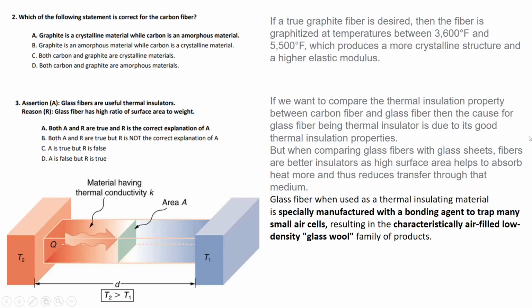So then there's another thing which is added to glass fibers during their manufacturing itself. So when we are using glass fibers as thermal insulators, then we coat these glass fibers with an extra bonding agent which traps a lot of air cells within and thus improves the overall insulation further. So this is an extra information.